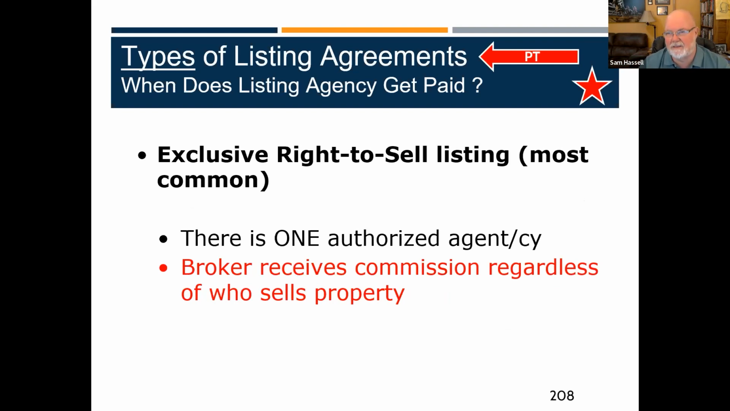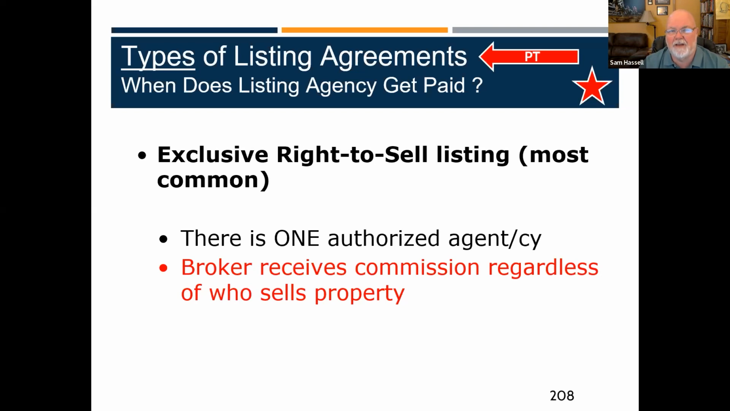Now, the one you're going to see 9,999 times out of 10,000 is going to be the exclusive right to sell listing. This is going to be our most common. You have one agent, one company, and regardless of who finds the buyer, we're going to get paid. The seller finds it themselves, we're going to get paid. Another broker brings the buyer, we're going to get paid. This is the one that has the most protection for us as brokers, and this is the one that's going to get us paid. This is the one we're going to use virtually every time.